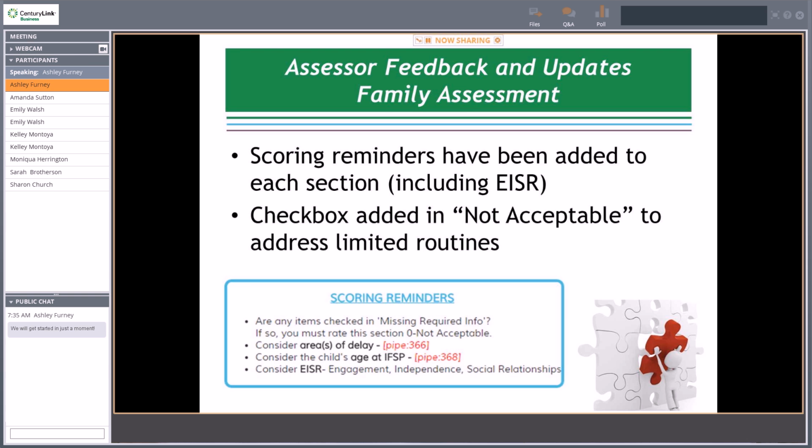And then on the family assessment section, we've added this scoring reminders box to all sections. As you can see, we've typed in the area of delay and the age at IFSP. So where it says type 366, 368, that will be whatever the assessor has put in on the previous page so that you can remember those things as you're going through. And then we also included ICER as a reminder and what that stands for. One other update to this page is we added a checkbox to the not acceptable column to address limited routines. It says, does not include enough routines to visualize what this child and family's day looks like. Because we were noticing that we had some great information, but it was limited based on the number of routines that were listed.